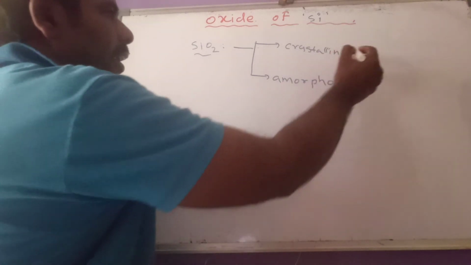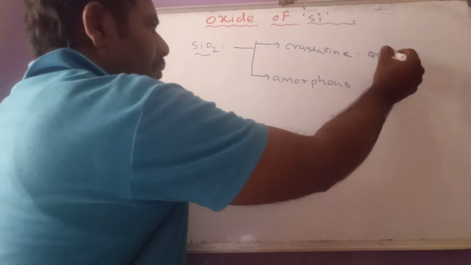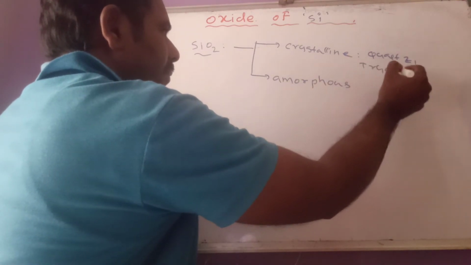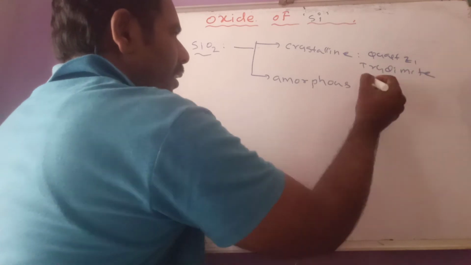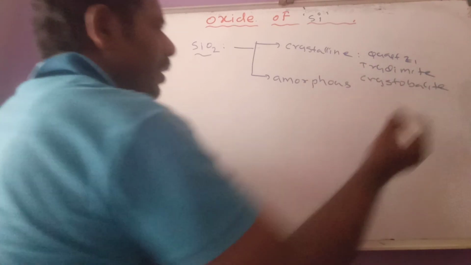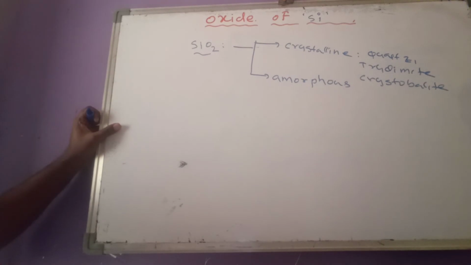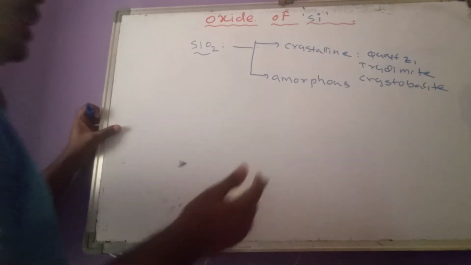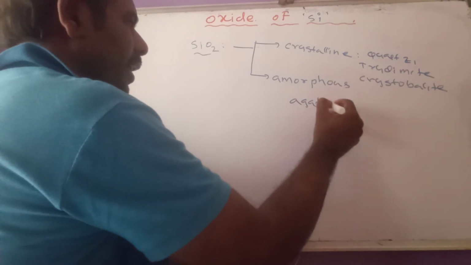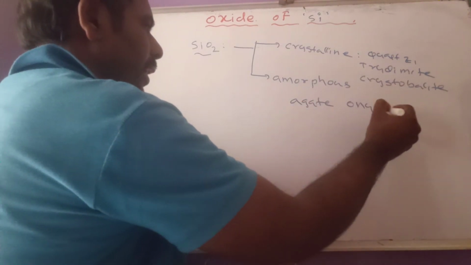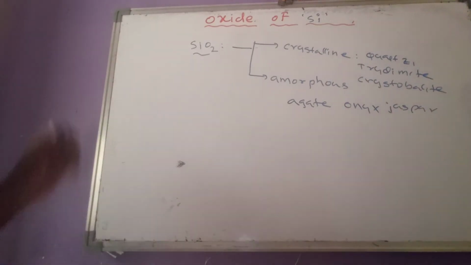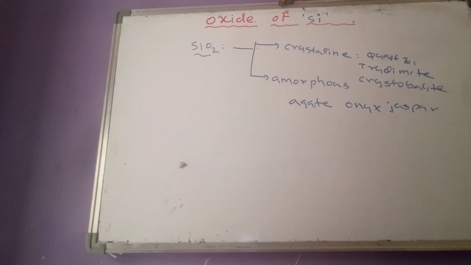What are crystalline allotropes? Quartz, tridymite, and cristobalite. These three are crystalline forms of silica. It has three amorphous forms also. What are those? Agate, onyx, and jasper. These are the amorphous forms of silica.